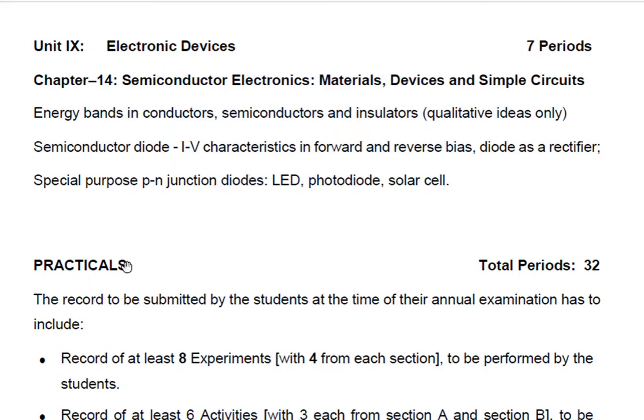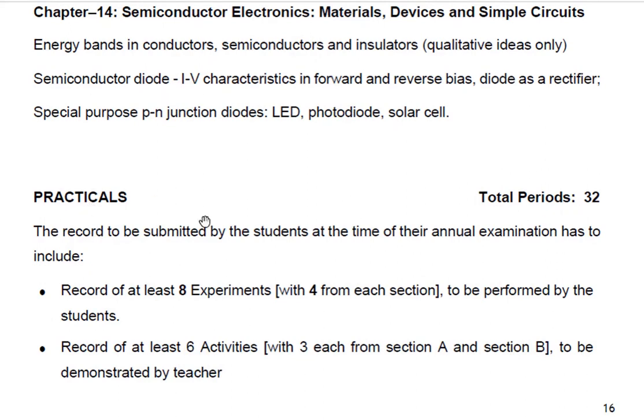Next is your practical. The record to be submitted by the student at the time of their annual examination has to be a record of at least 8 experiments. So you have to prepare only 8 experiments for the final examination, with 4 from each section. There are 2 sections, A and B, for practical. From A 4 experiments and from section B 4 experiments. Total will be 8 experiments for your board examination.